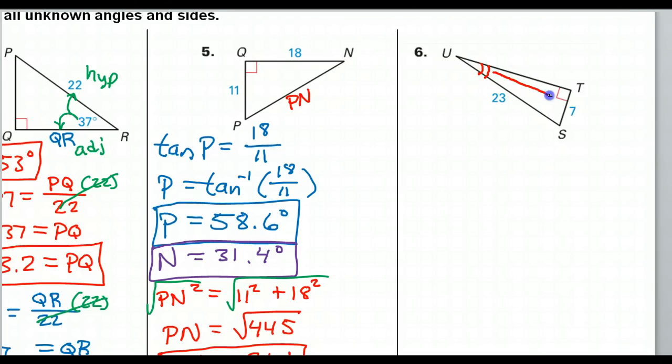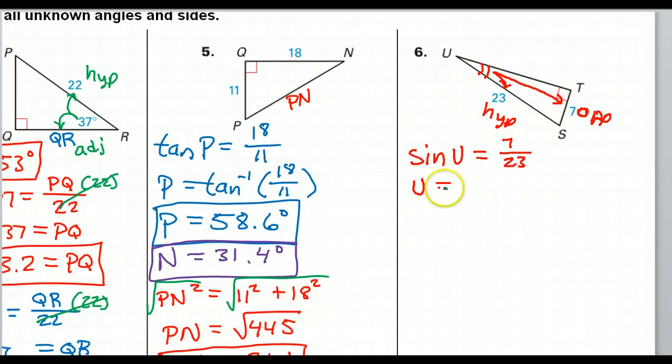From the perspective of angle U, 7 is opposite, and 23 is the hypotenuse. Okay, so don't call it adjacent. Be careful. The hypotenuse is the hypotenuse. UT would be the adjacent leg. All right, the hypotenuse is not called adjacent. So I've got the opposite leg and I've got the hypotenuse. Well, that's the sine function. Hopefully you know that. So I will do the sine of U is equal to opposite over hypotenuse, 7 over 23. The angle is unknown.